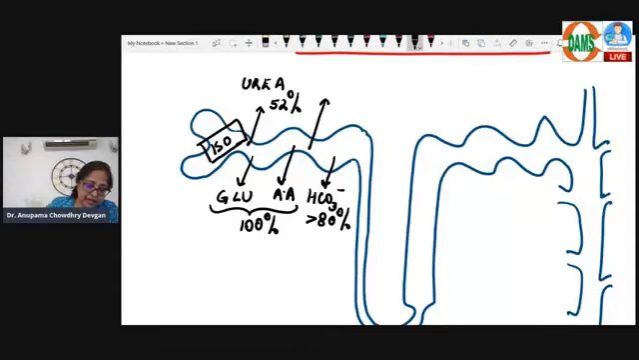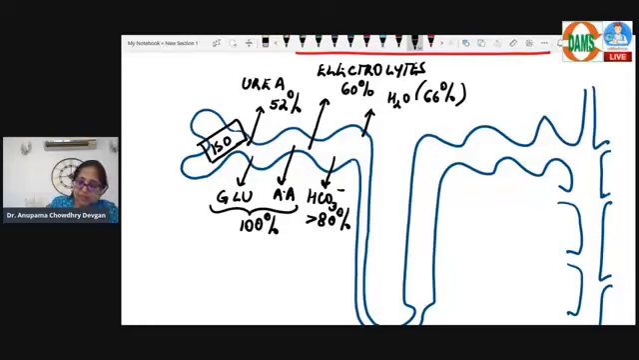Solutes, electrolytes such as sodium, chloride, calcium, magnesium, these are reabsorbed to the extent of 60% in the PCT. Water is reabsorbed to the extent of 66% in the PCT. So basically what is happening in the PCT is, the amount of solute and water absorption is nearly the same. Solute and water absorption is the same.